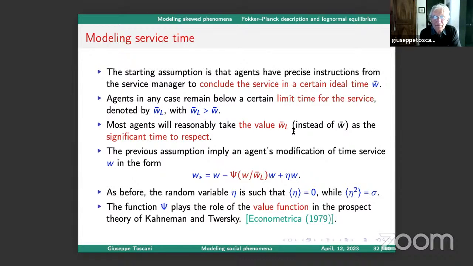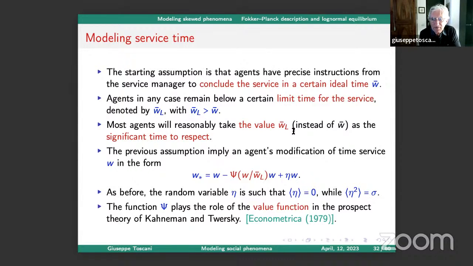And it is typical of people saying, if I can do this in 5 minutes, but in principle, they say that I can do it in 10, then I can do it in 10. So it's easier. And so most people will take this new value instead of the ideal one as the significant time to respect.